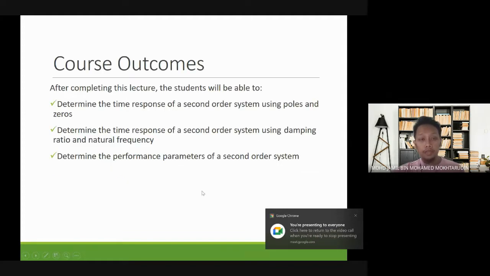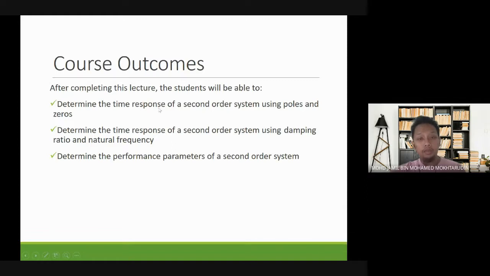Okay, so after completing this lecture, you will be able to determine the time response of second order system using poles and zeros. So I hope you still remember what poles and zeros are. And then determine the time response of second order system using damping ratio and natural frequency. And lastly, we will determine the performance parameters of second order system.